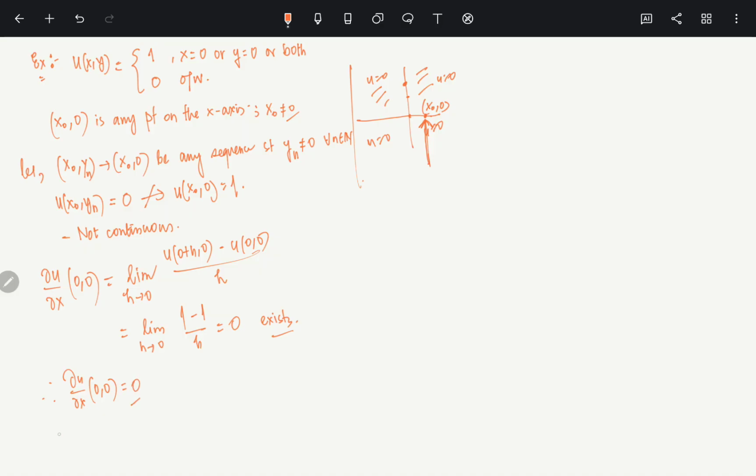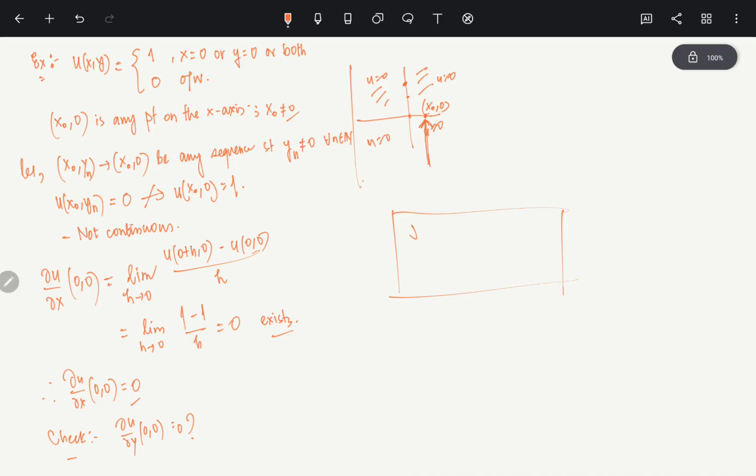Similarly, please check this part: what is the partial derivative of u with respect to y at the point (0, 0)? One good thing is that you can check that this actually exists and is going to be 0. So please check this part. Now the main important part here is this: in this case, the partial derivative of u with respect to x exists, and with respect to y exists, but the function is not continuous.